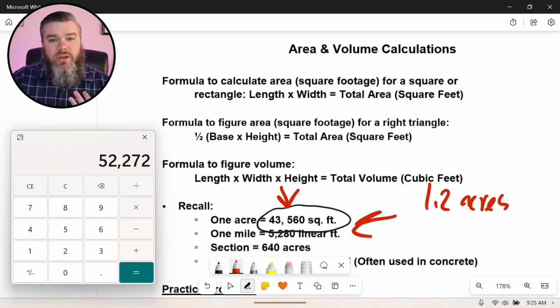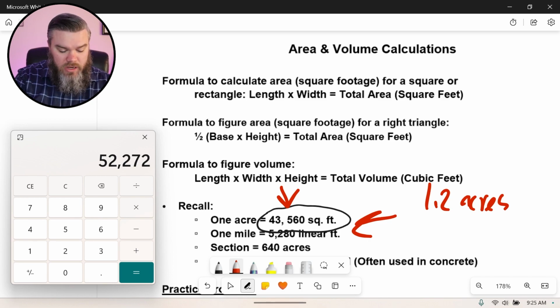43,560. 4 old ladies driving 35 and a 60. And that helps you remember this number. And you do need to know it on the test because it will not remind you on the test. So when it asks you to convert, that number needs to be in your head. So I just converted 1.2 acres to square feet.